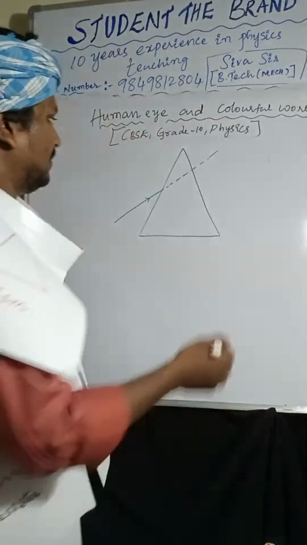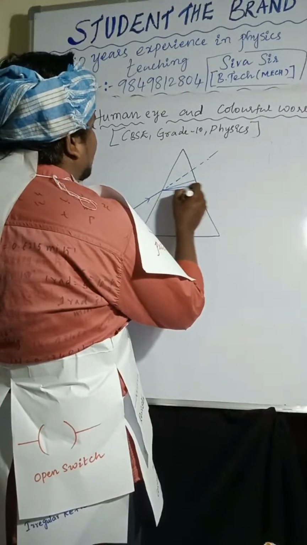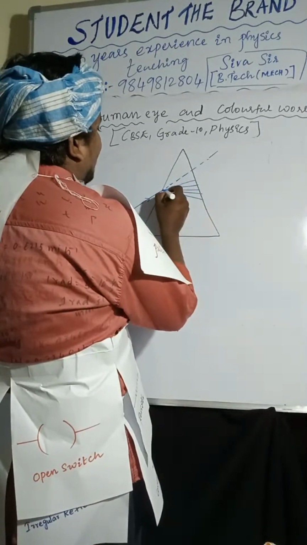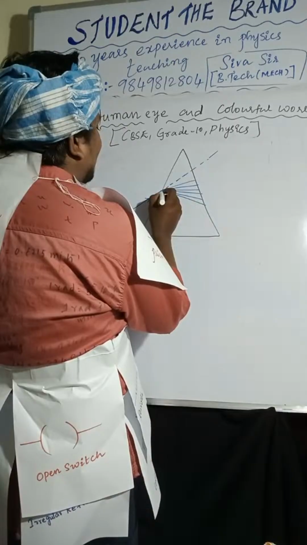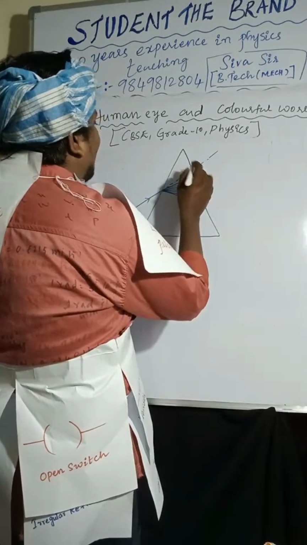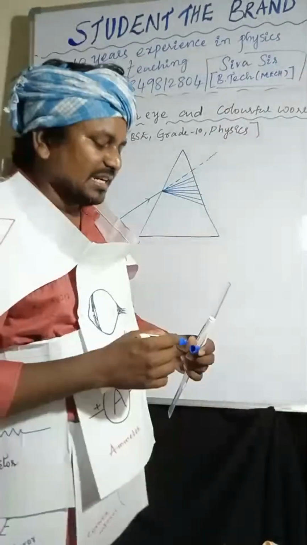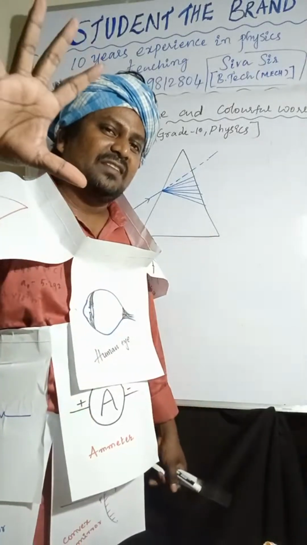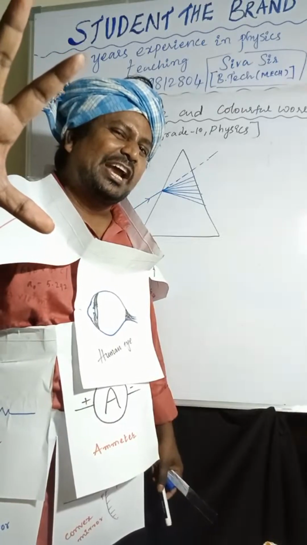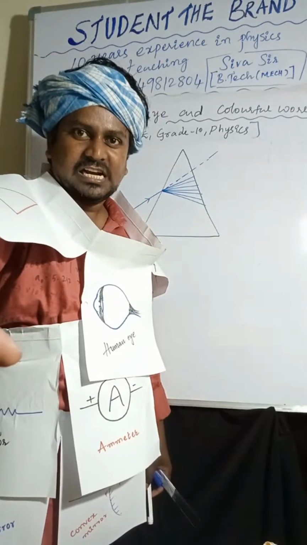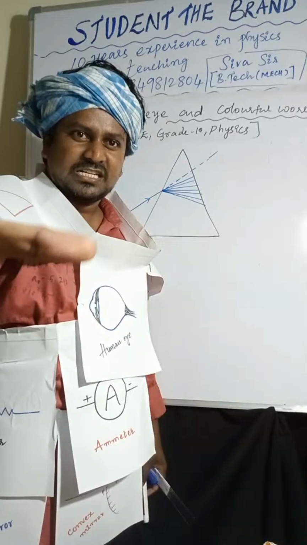Now you see, I am taking one light here, another light here, like this, and like that. Violet, 1, 2, 3, 4, 5, 6, 7. Seven colors are forming. Those are violet, indigo, blue, green, yellow, orange, red. These are the seven colors forming on the screen.